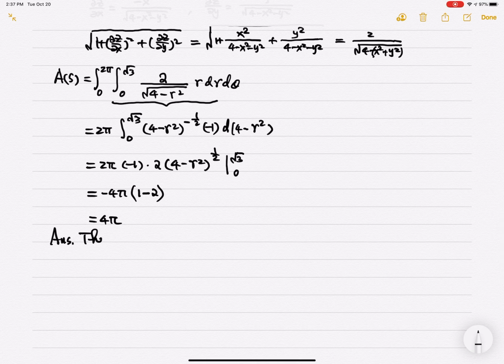If you want to give an answer, the area of the surface, that is, the part of the sphere inside the paraboloid, is 4 pi. Okay, so I think here we just talk about one formula. You should understand the derivation of the formula.